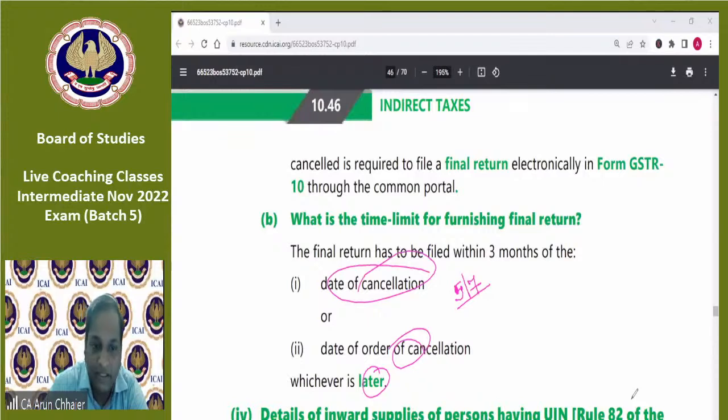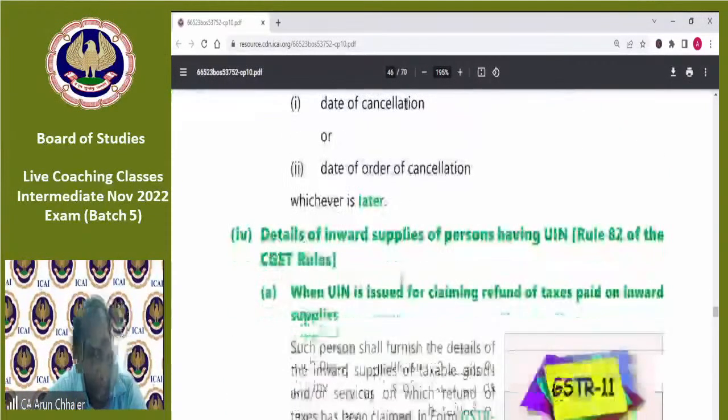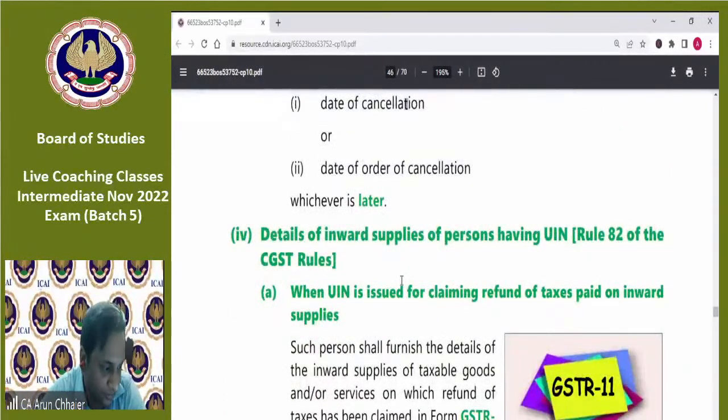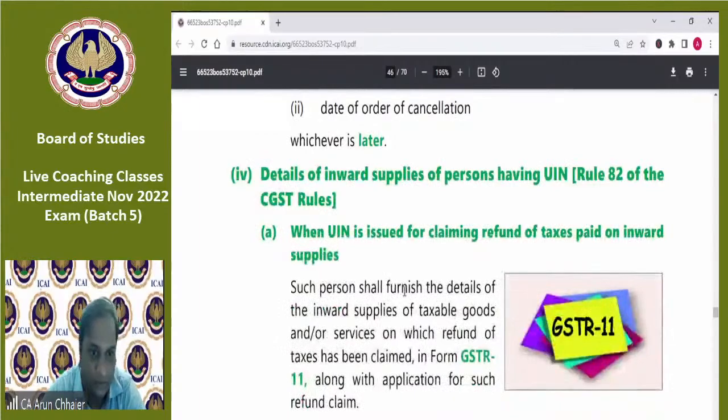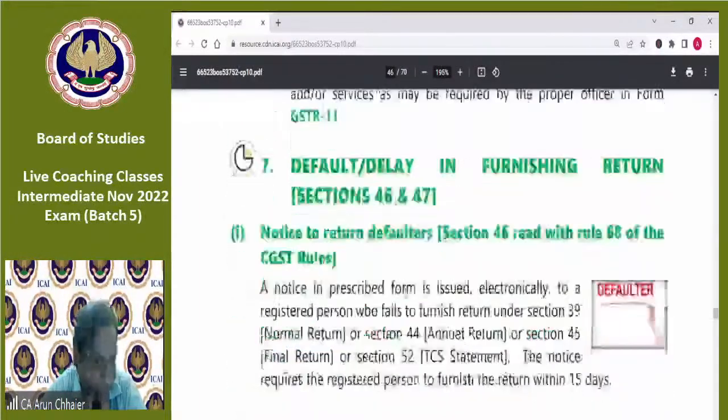Is the 9A available on the portal? It's available. Currently the GSTR 9A return is available in the portal, but it is made optional. For the time being, it is optional. So that is only for your understanding, nothing to do with the exam.